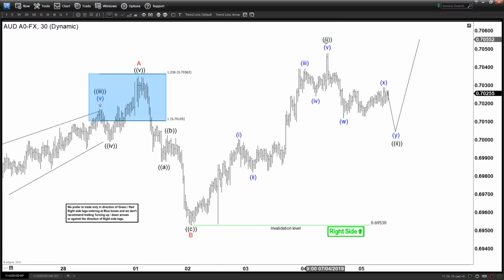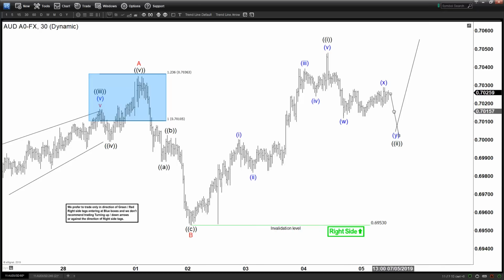Alright, so now we are expecting some sort of a 3-swing pullback in the form of a double zigzag or a double correction, WXY. You've got what looks like a zigzag here, and then there is a potential for another 3-wave pullback here to finish this WXY double zigzag. And then as far as this wave 2 pullback stays above 0.6950, we should continue to see more upside.